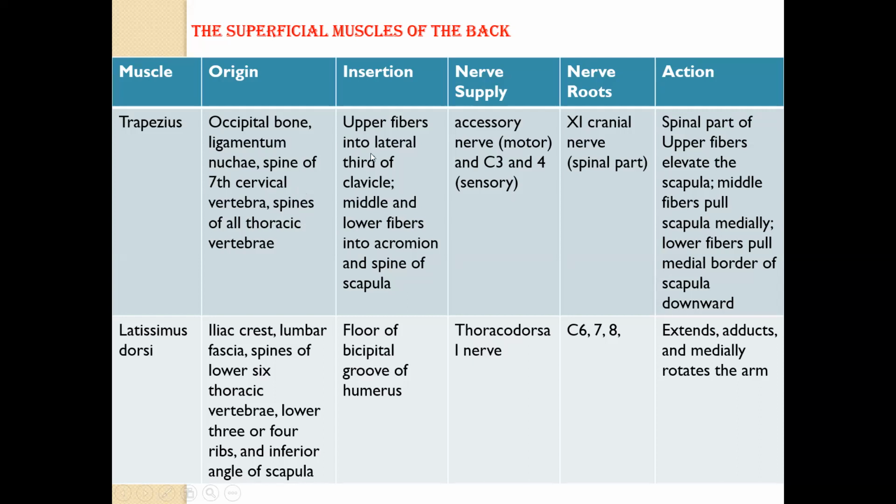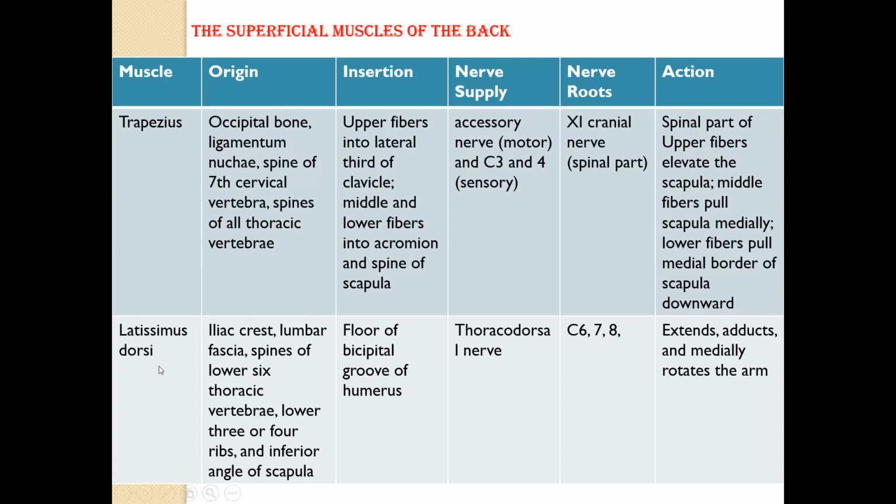So it inserts into the upper fibers of the lateral third of the clavicle, middle and lower fibers into the acromion and the spine of the scapula. Nerve supply is by the accessory nerve, and the action is to elevate the scapula and medially pull the scapula and pull the medial border of the scapula down.